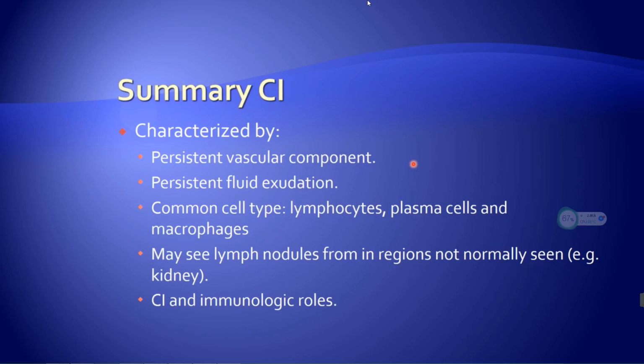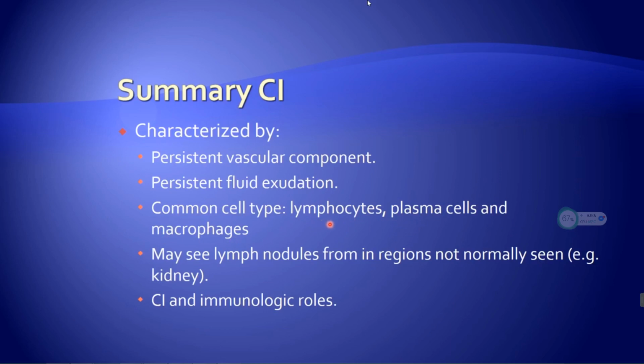Persistent fluid exudation. This is remnants of maybe the initial stages of acute inflammation, and this persists throughout. So you may have rebounds of AI, and you may see this persistent exudation. And probably the most important part of chronic inflammation is that these cells, lymphocytes, plasma cells, and macrophages, are all being stimulated to proliferate. So we're attracting as many as we can, and we're getting them to proliferate. That's what we want to see.